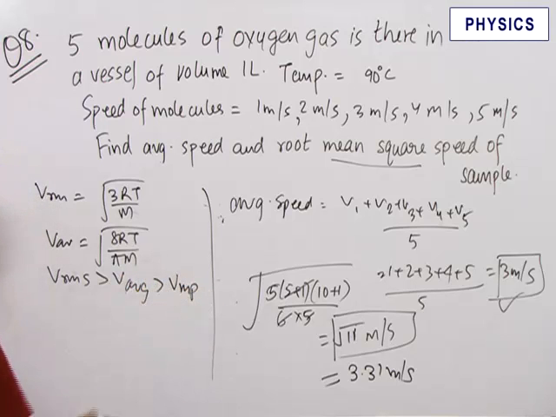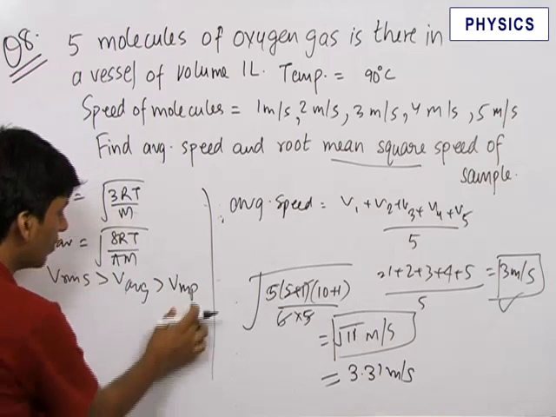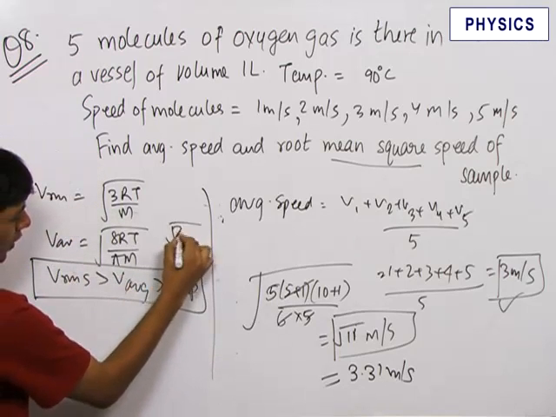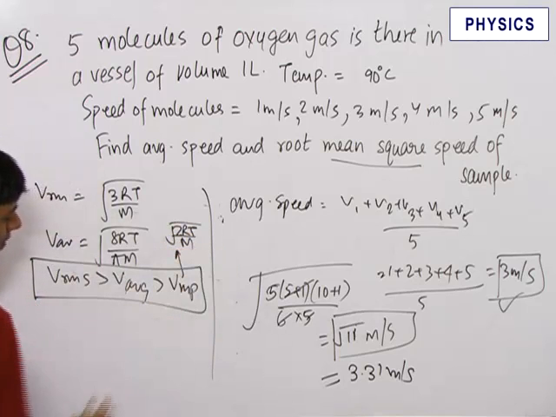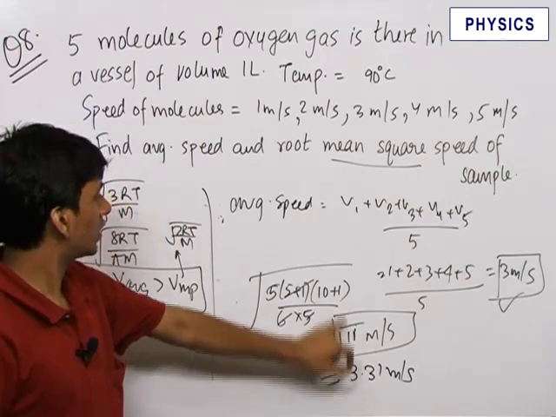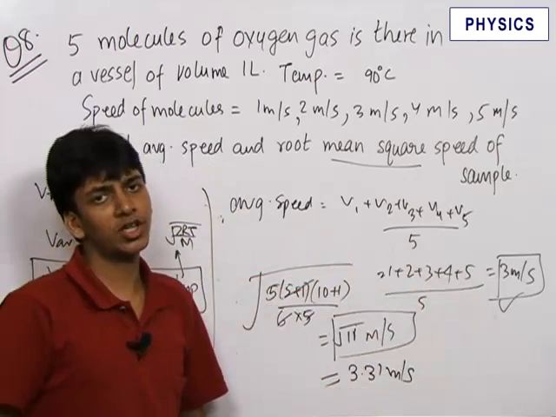That is the speed which the maximum number of molecules possess, that is equal to V most probable. This is the order. The value of this is root over 2RT upon M. You should also remember this order, and the final answer for the average speed comes out to be 3 meters per second, and for root mean square speed comes out to be 3.31 meters per second.